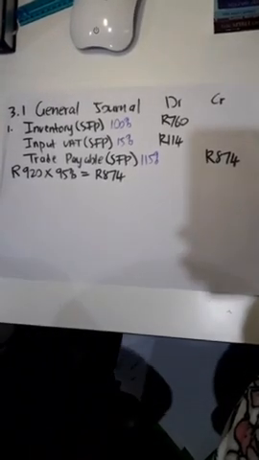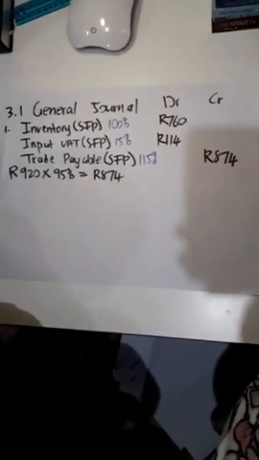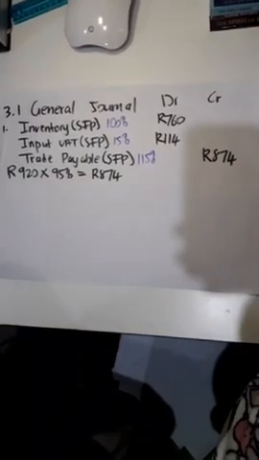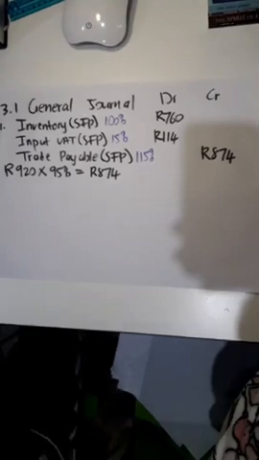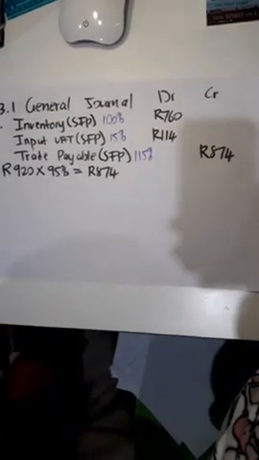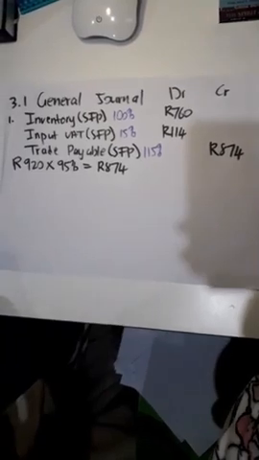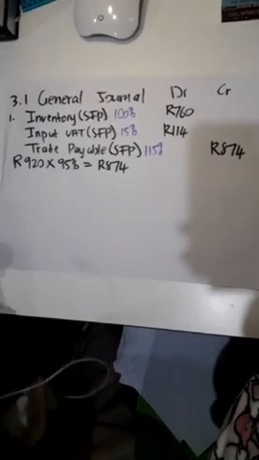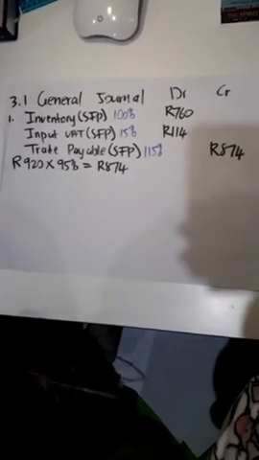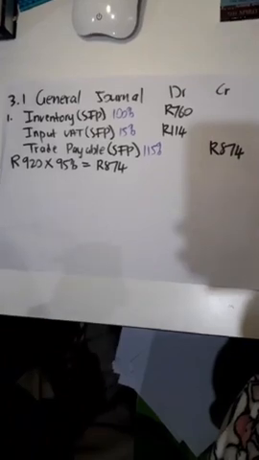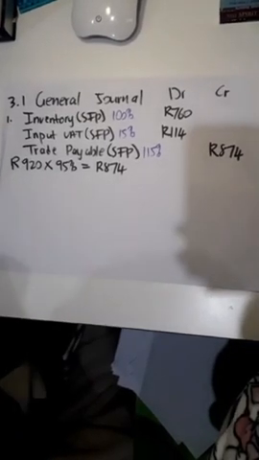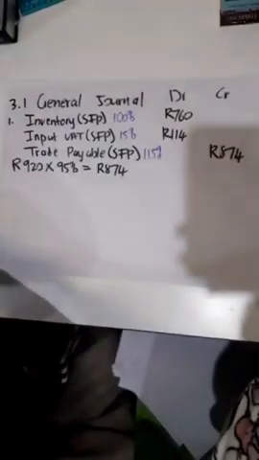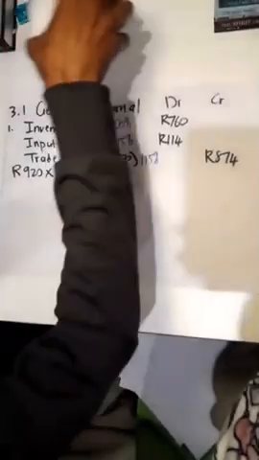Before I carry on, please let me know where you are lost. Let me know where you are lost. The 760, I got it by taking the 874, which is inclusive of VAT, multiplying by 100%, because that's what I want in terms of percentage, and dividing by 115. You must get 760. Are we fine, guys? Are we fine?